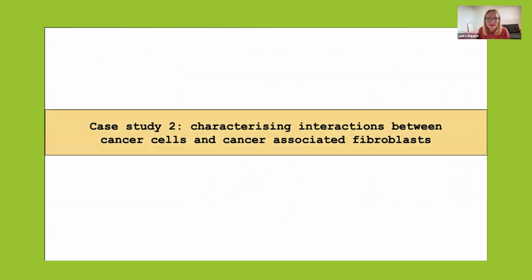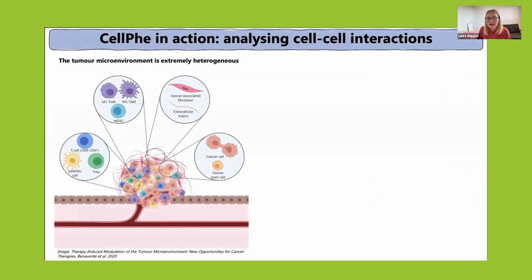So going on to case study 2, we wanted to characterize interactions between cancer cells and cancer-associated fibroblasts. All of the work that I've presented till now has just been on single cell types, or monocultures of cells, whereas in reality, the tumor microenvironment is extremely heterogeneous, and you often get several cell types communicating with one another and changing the behavior of cell types around them.